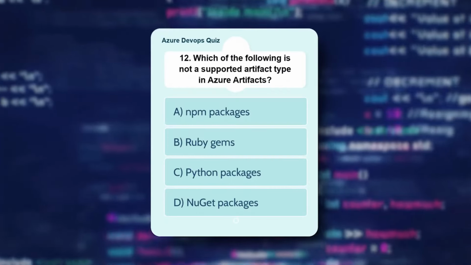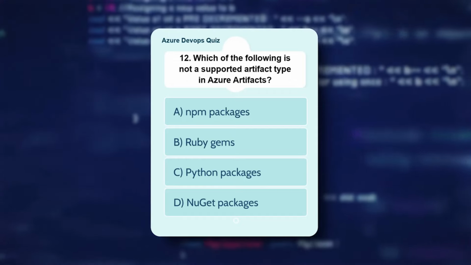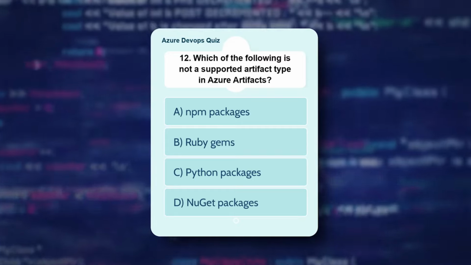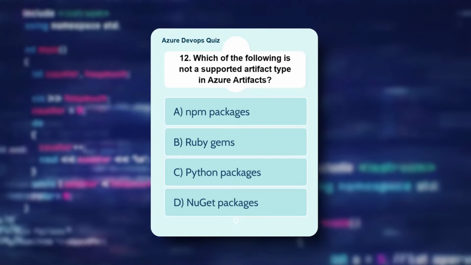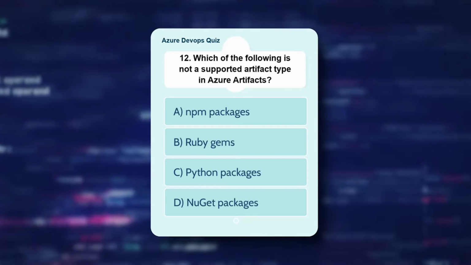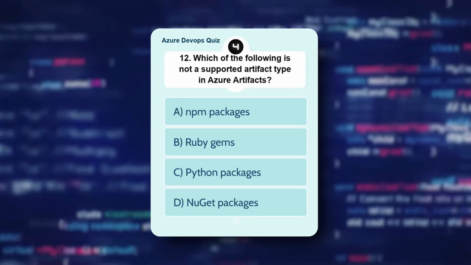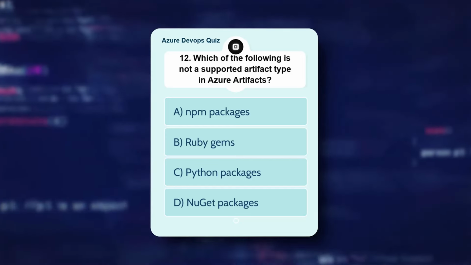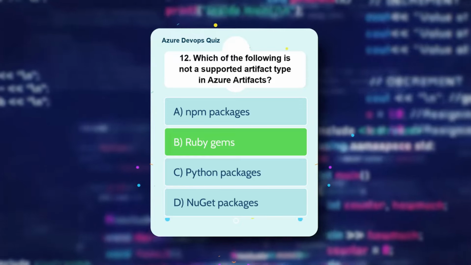12. Which of the following is not a supported artifact type in Azure Artifacts? A. NPM packages. B. Ruby gems. C. Python packages. D. NuGet packages. Answer. B. Ruby gems.